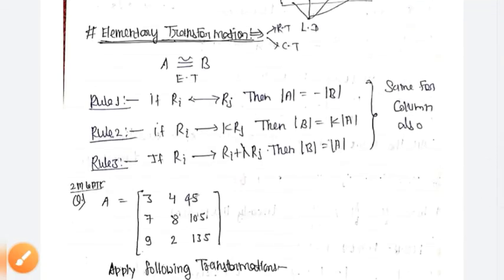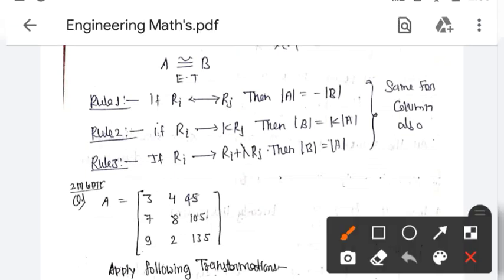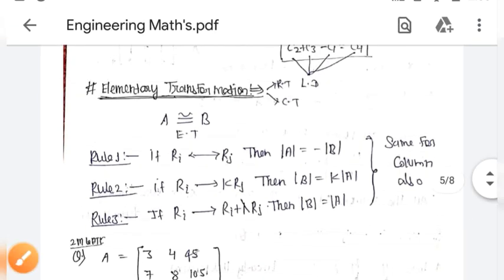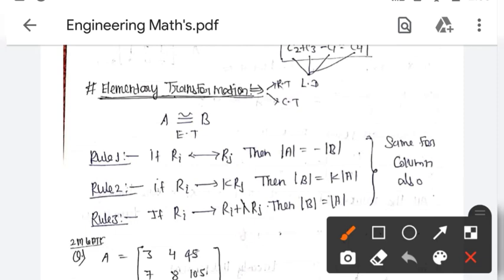Okay, next, elementary transformation. Elementary transformation could be in two ways, either row transformation or column transformation. So why do we need the elementary transformation? Sometimes in the exams the matrix given won't be easy, and you need to find the determinant or whether there is a dependency or independency.